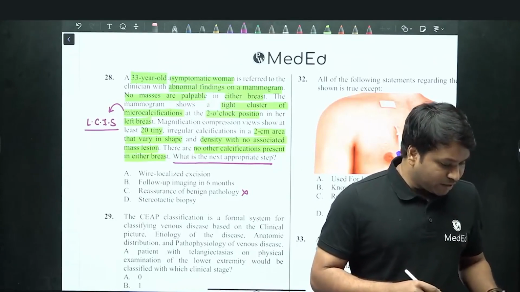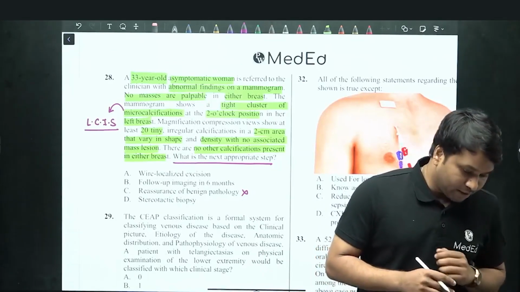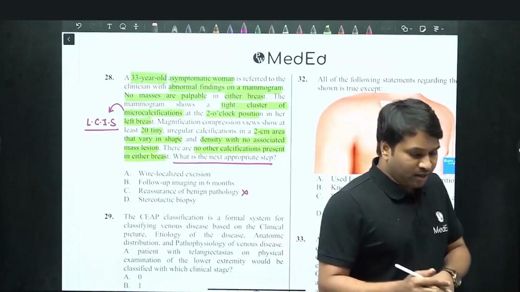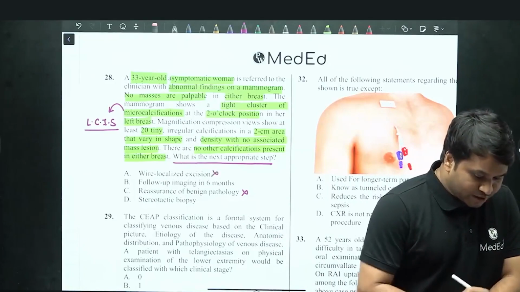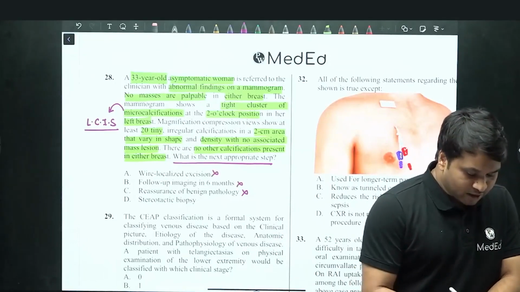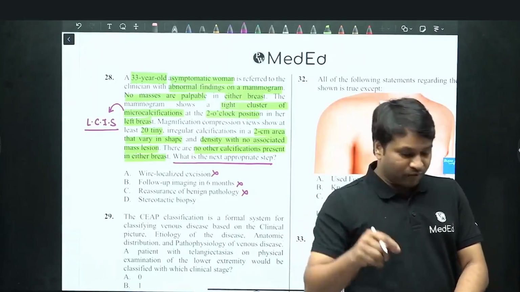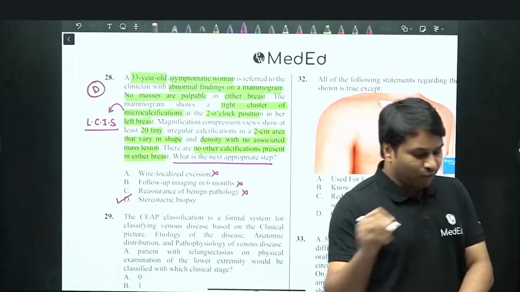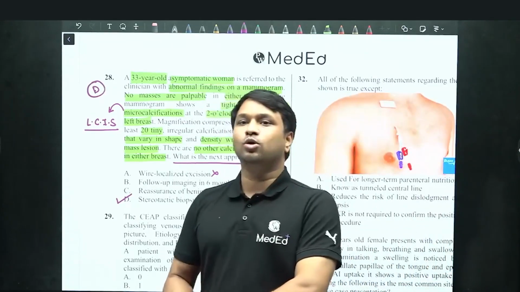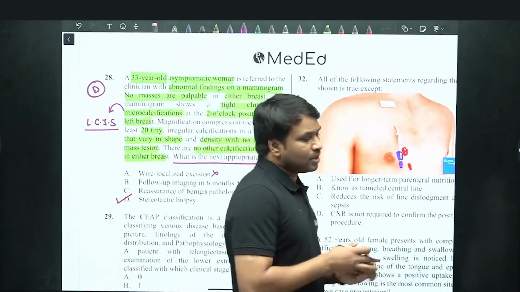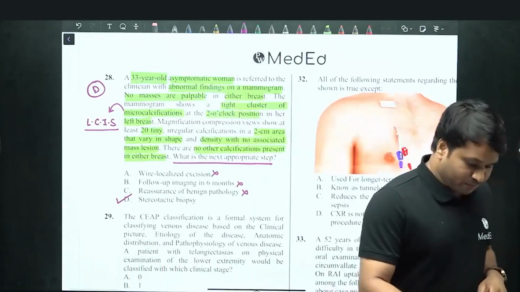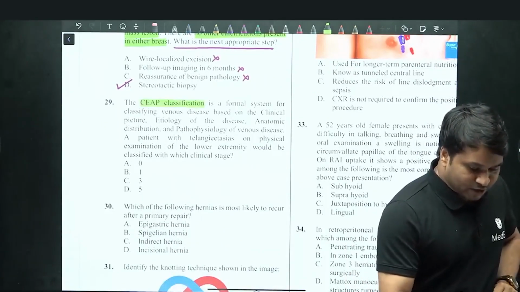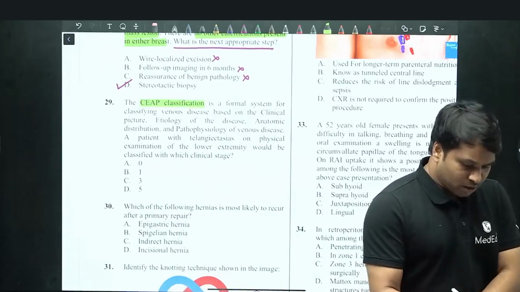Second, would you like to go with a stereotactic biopsy? The problem is that you need to localize the lesion. For doing an excision, there has to be a lesion; there's no lesion to excise. So I have to localize with the help of a guide wire and then take a biopsy, and this is your stereotactic biopsy. For any in situ malignancies, you will go ahead with stereotactic biopsies. So the answer here is going to be D for Delhi. Question number 29. The SEEP classification in a formal system, okay.